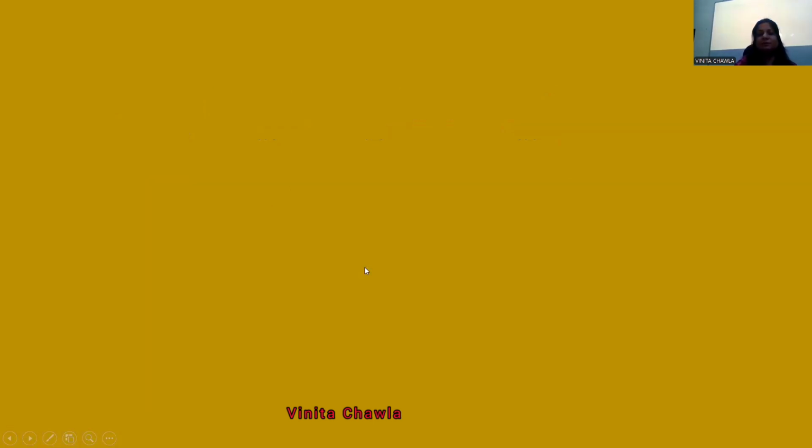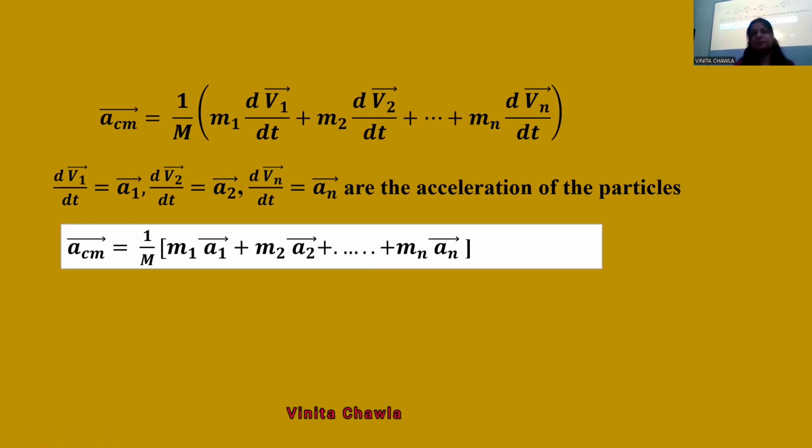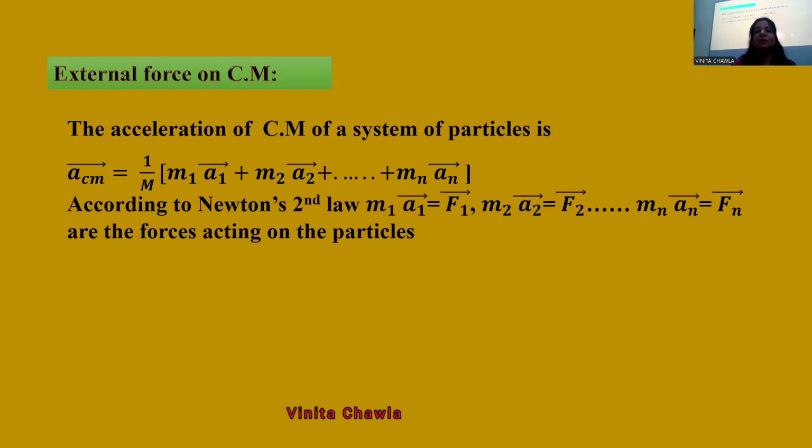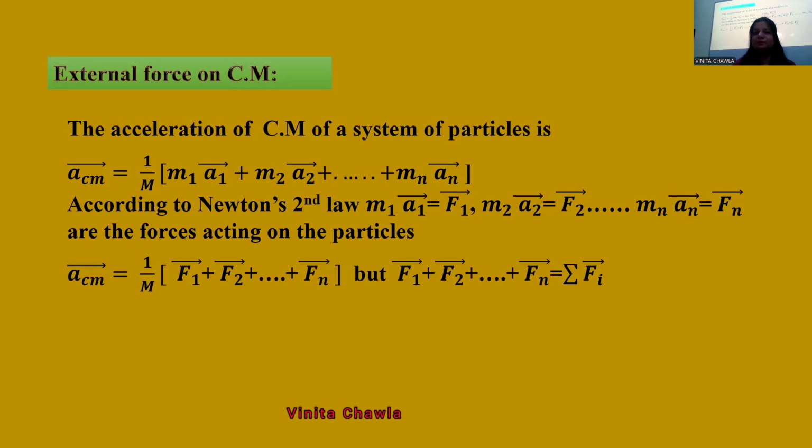We'll get this, write the relation. So this is the formula for acceleration of center of mass. How do we find force? Using Newton's second law of motion, force is ma, mass into acceleration, right? So here we can write this: m1 a1 vector, ma is f1, m2 a2, mass into acceleration, f2 will be, force acting on individual particles, and mn an is fn.